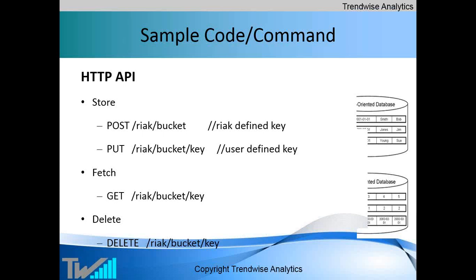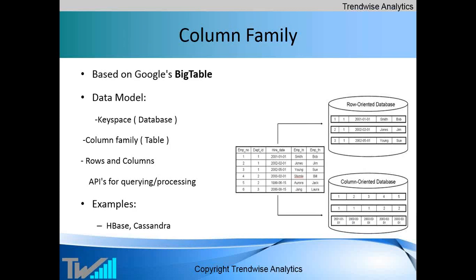Next we go to column family. So column family is based on Google's Big Table. And here again, the data model is pretty simple. It's somewhat like traditional databases. Only thing is that instead of storing in the form of rows, the information is stored in the form of columns. That is the basic change here.